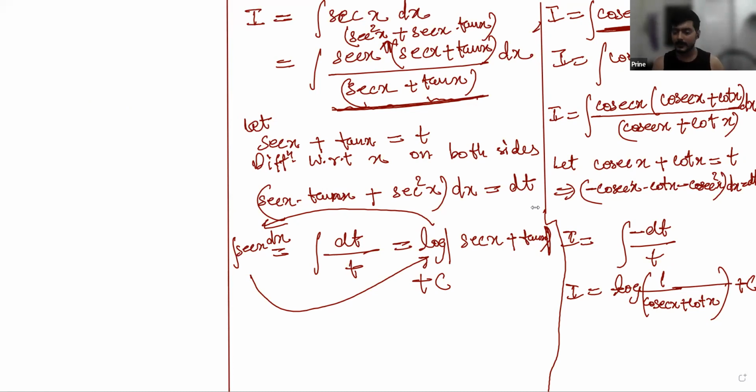Liana, did you get it? Yes, sir. Okay, there's a problem. Nasir solved it and got log of cosec x minus cot x. Now I got log of 1 upon cosec x plus cot x. I'm writing both. Nasir got this, I got this.